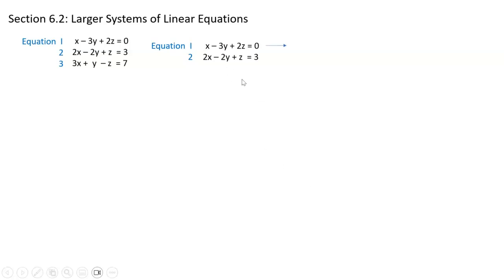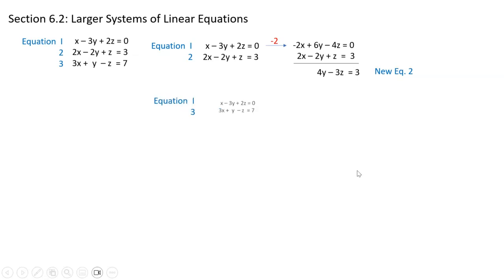So we're going to multiply equation 1 by -2. After I multiply equation 1 by -2, it's going to give us -2x plus 4y minus 4z equals 0. Then we're going to bring equation 2 over and add them. So the x's are eliminated, and we get 4y minus 3z equals 3. Now we're going to repeat the process, but we're going to use equations 1 and 3. So I'm going to multiply -3 times equation 1.